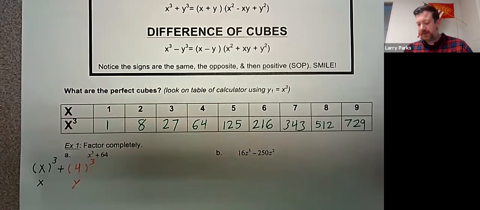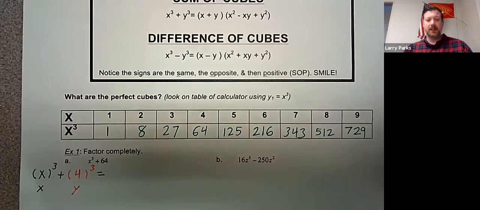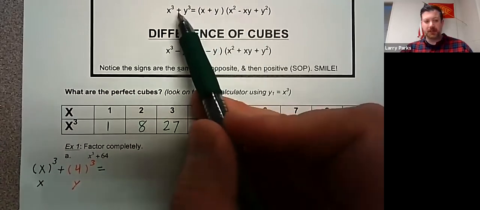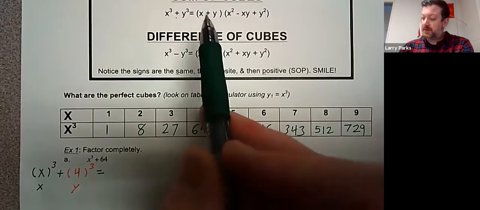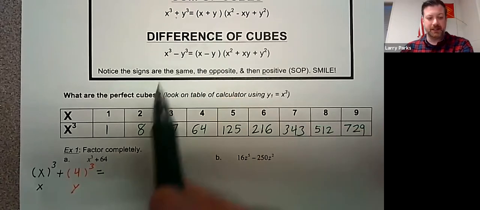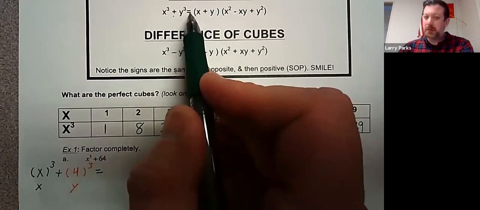All right, let's see what we get. And we're going to use the plus one because ours is a plus. So what was x? Well, x was x. And it goes parenthesis x.